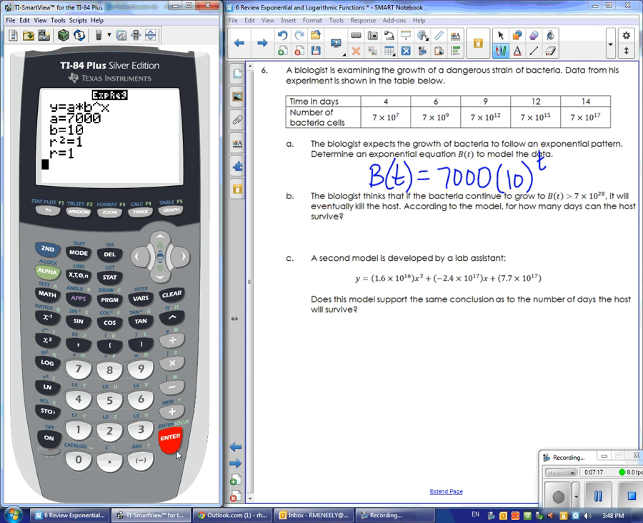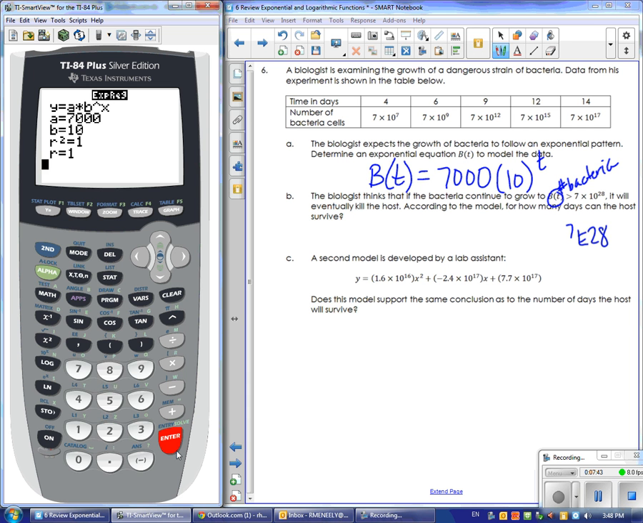Part B says that the biologist thinks that if the bacteria continue to grow to be more than, so the B of t, remember, is the number of bacteria. And if the number of bacteria is more than 7 times 10 to the 28, now remember in your list it's going to look like 7E28. If it grows to be more than that number, then it'll kill the host. So according to the model, how long will that take?